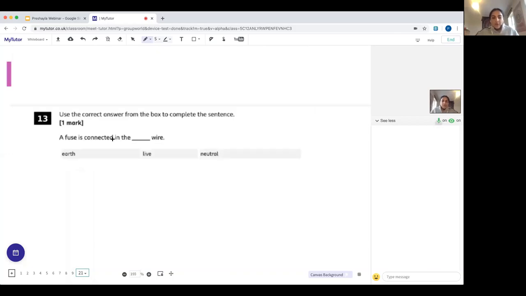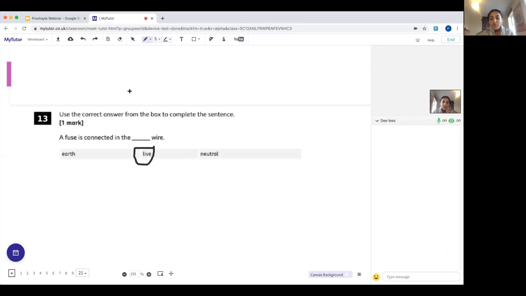This one you may or may not know, depending on whether you were there in the webinar, but the fuse is connected to which wire? So remember, the fuse is the thing that detects the current. So which wire does it need to be connected to be able to detect the current? Okay, it's really easy to get confused with this one, but the fuse is connected to the live wire.